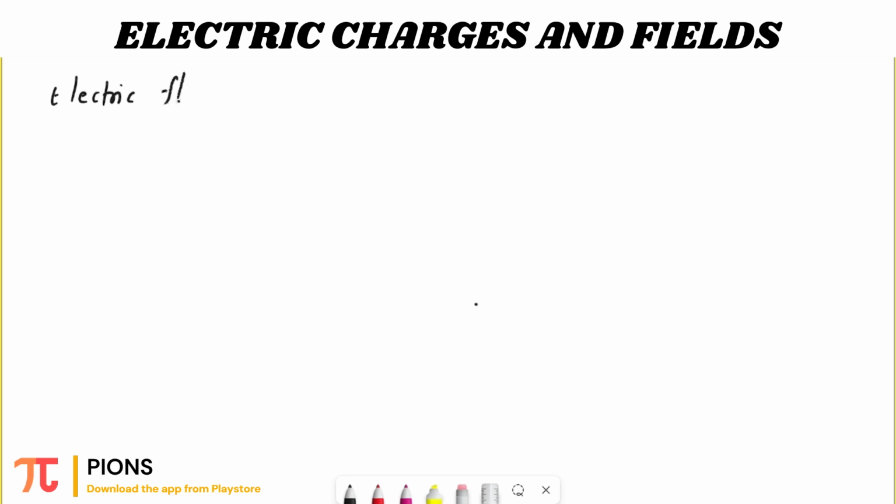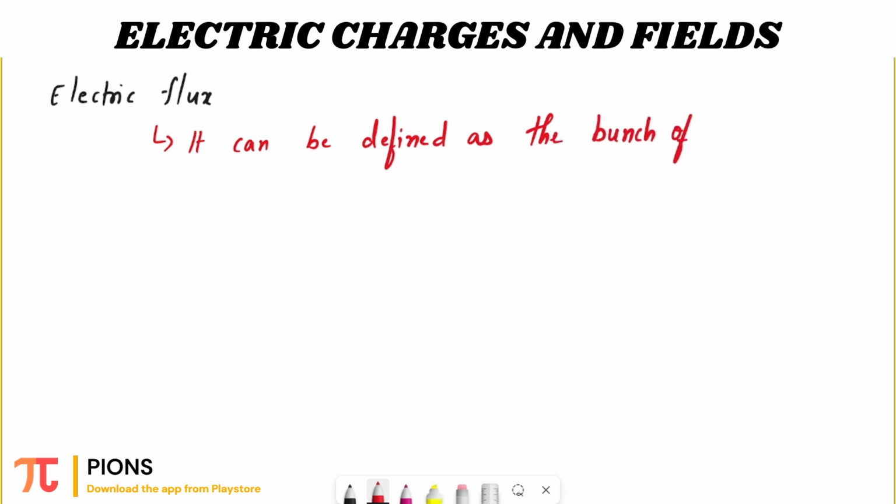So let me just write the definition of electric flux. Electric flux is nothing but, you can define it as, the bunch of electric field lines passing through a given area.